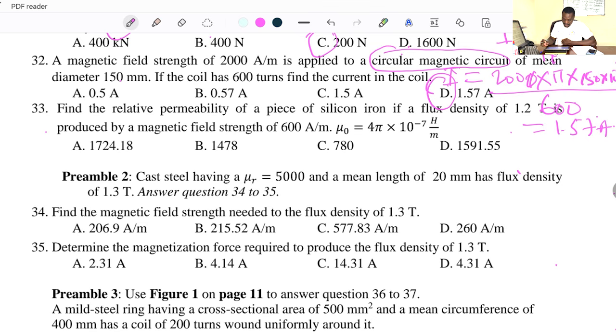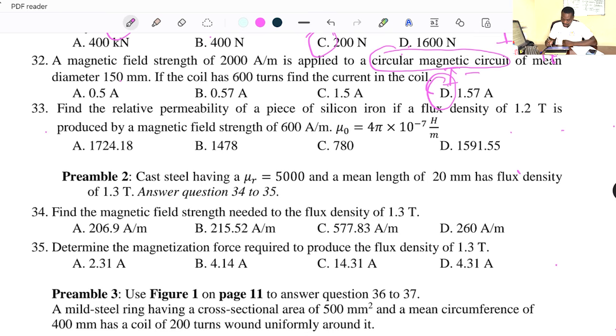Find the relative permeability of a piece of silicon iron if the flux density of 1.2 Tesla is produced by a magnetic field strength of 600. Here we are interested in the relative permeability.